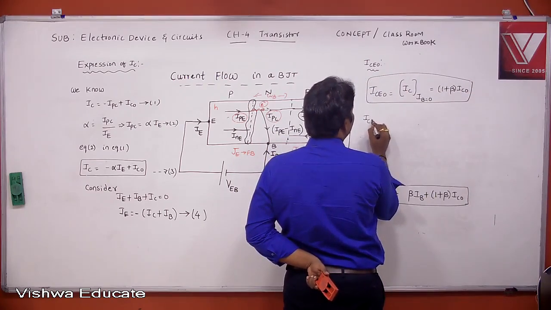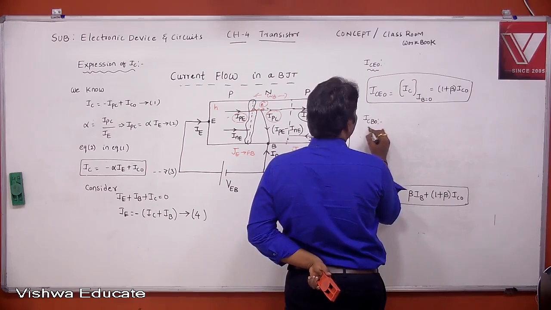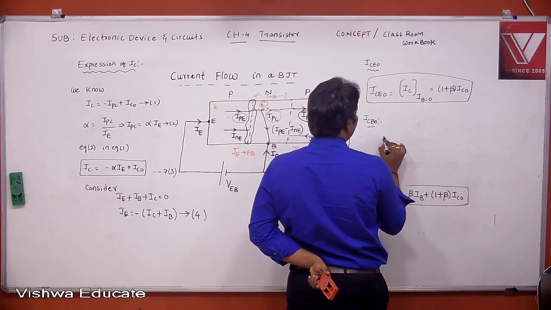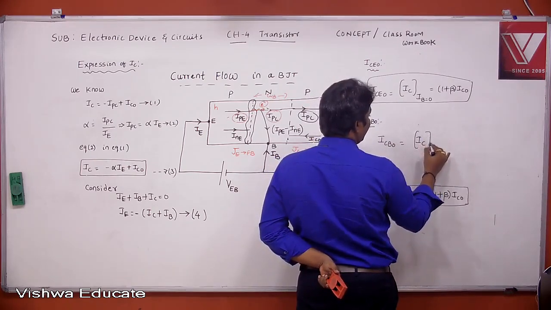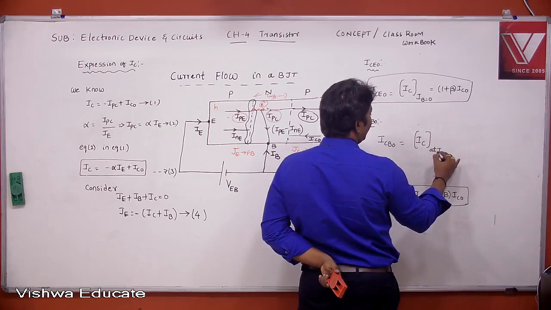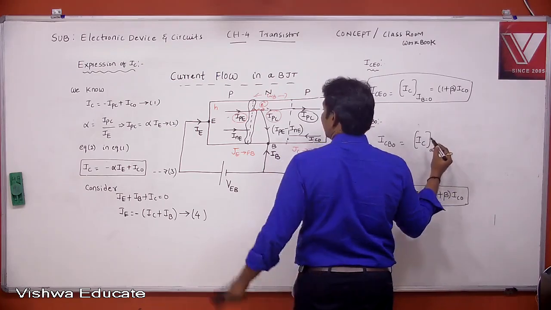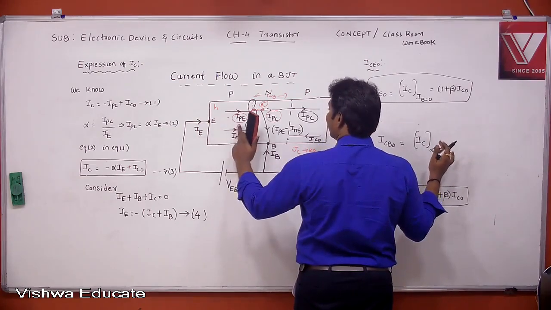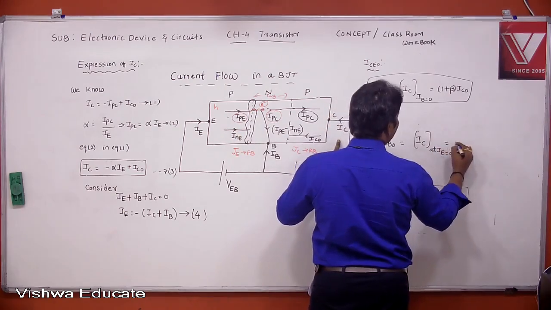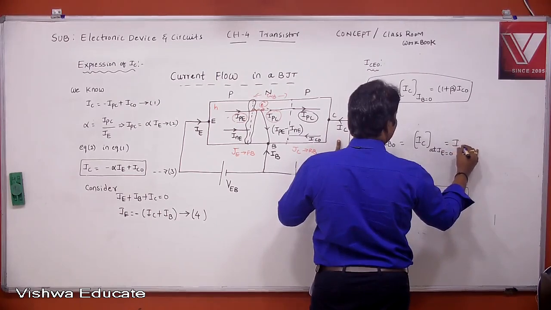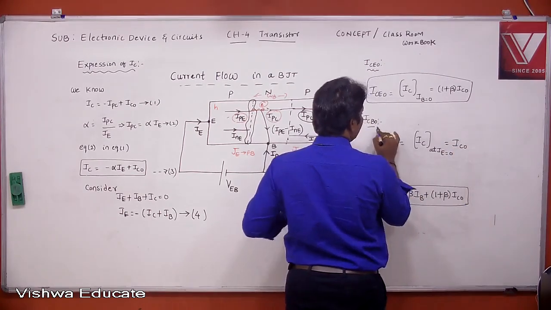Similarly, ICBO. Right? What is ICBO actually? ICBO is nothing but the collector current when the emitter is open. Right? If the emitter is open, IE is 0, IPC is 0, then what should be the IC actually? IC is nothing but IC naught.